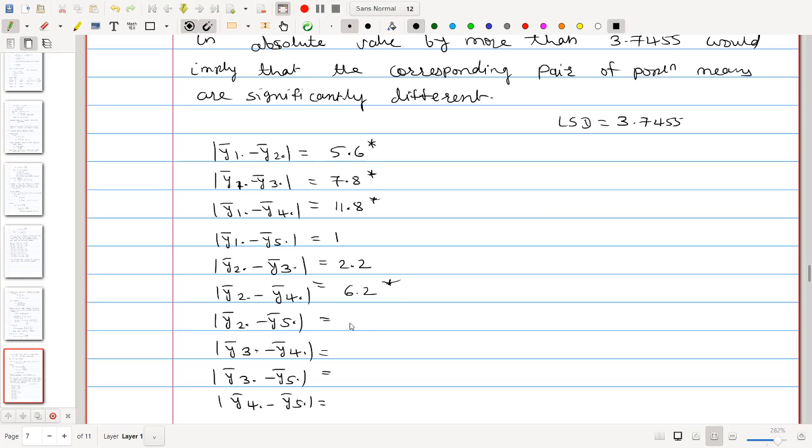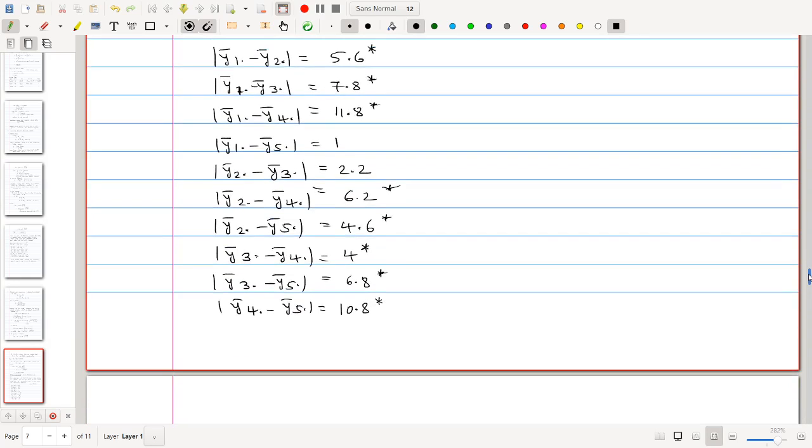What about 2 versus 5? Here it is 4.6, which is also greater, so I gave a star. For 3 versus 4, this is 4, which is greater than this one, so a star. For 3 versus 5, the value is 6.8, greater than 3.7455, so a star. And this value is 10.8, so here also I gave a star because it is greater than LSD.